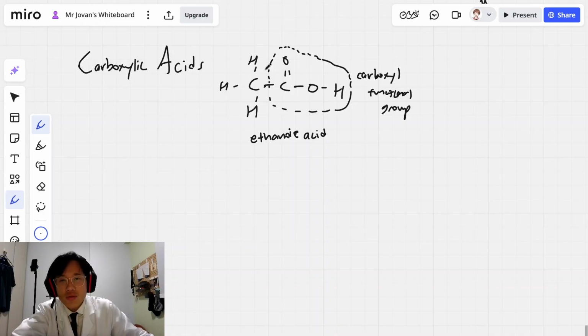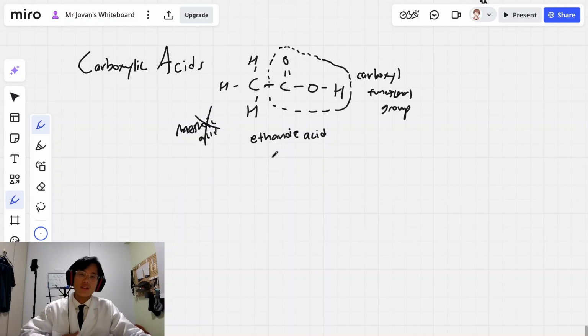Many people do not count the carbon that's within this group and they just count 1, and then they call this methanoic acid, which is wrong. Ethanoic acid is the right one because there are 2 carbons. Count the carbon that's involved in the carboxyl group and the one outside. Both of them.